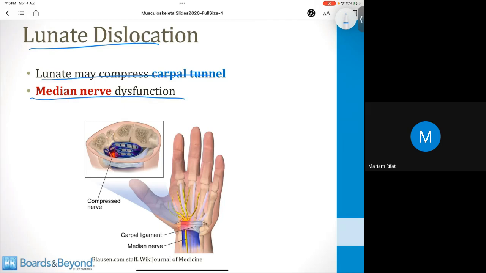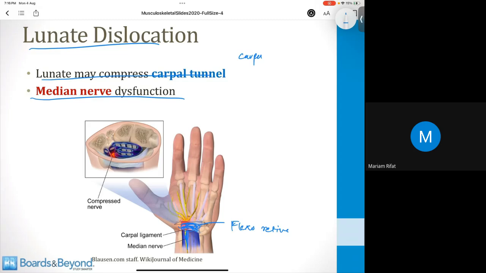If you remember carpal tunnel syndrome, do you guys remember carpal tunnel syndrome? We have a fibrous band known as the flexor retinaculum. Beneath this fibrous band, most of the tendons of the muscles pass, and along with that, your median nerve also passes. Whenever we have compression here, we can see it in a lot of cases.